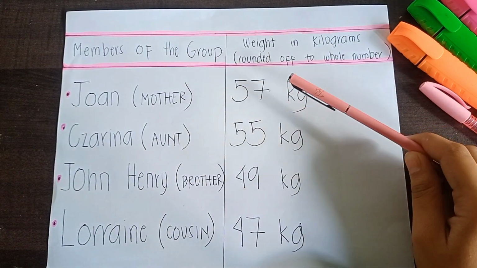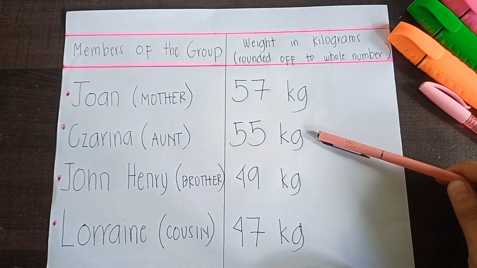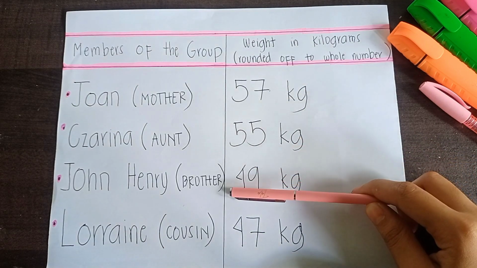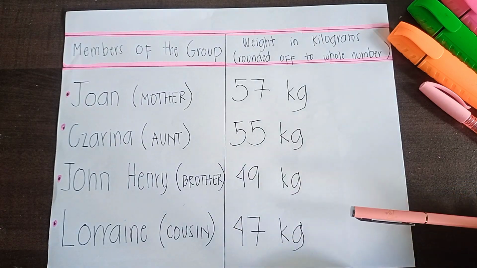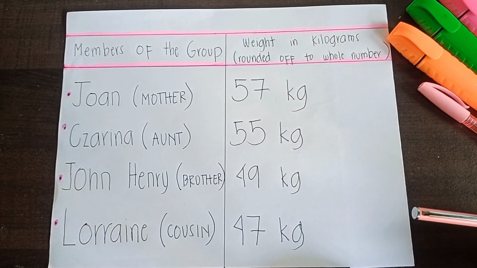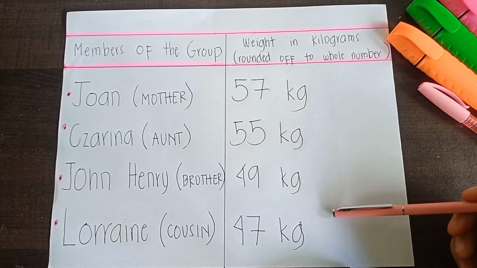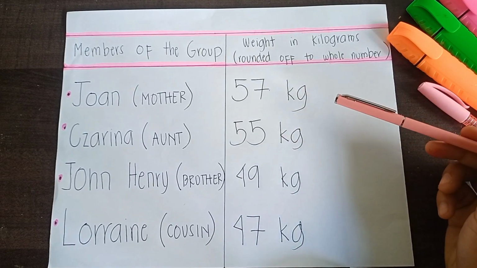My mother's weight is 57 kilograms. My tita's weight is 55 kilograms. My brother's weight is 49 kilograms. And my cousin's weight is 47 kilograms. So the population consists of 47, 49, 55, and 57.